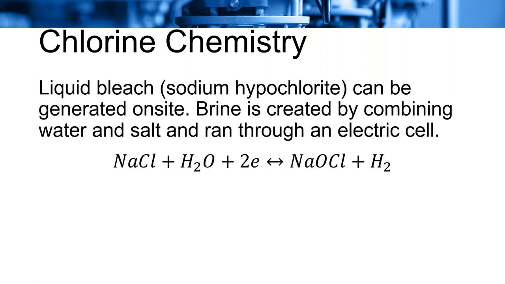So liquid bleach or sodium hypochlorite can be generated on site, typically at a wastewater treatment or water treatment site. Brine is created by combining water and salt. Brine is a concentrated salt solution, and then it's run through an electrical cell. So you can see here, we have the chemical formula for salt, which is NaCl, Na is sodium, and Cl is chloride, and that's added to the water. And then 2e is the addition of electricity, which is when it's run through the electric cell, which produces our sodium hypochlorite and our hydrogen. And this is typically off-gassed.